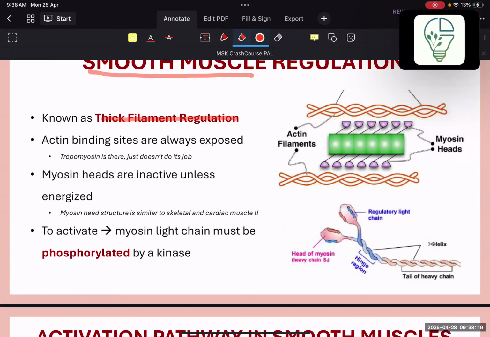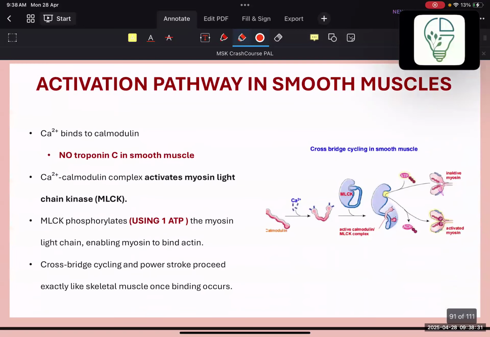Your myosin in smooth muscles is usually inactive, okay? It's usually inactive until this myosin light chain kinase comes and phosphorylates it to activate it. And how does it activate it? How does this activation happen? First of all, the calcium that's been released from the extracellular compartment and from the sarcoplasmic reticulum is going to bind to something called calmodulin, okay? Now, this calmodulin is basically going to replace the TNC because there is no TNC in smooth muscle.